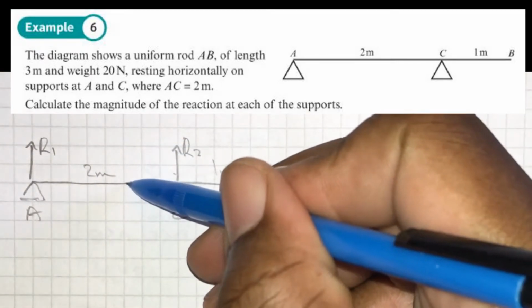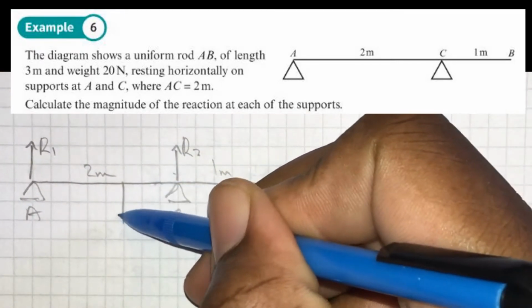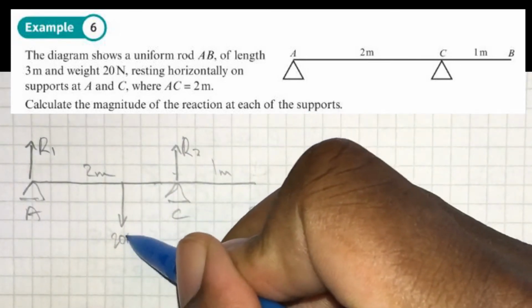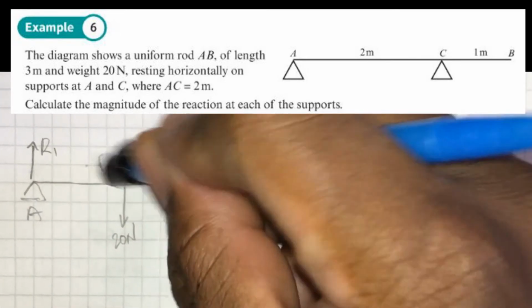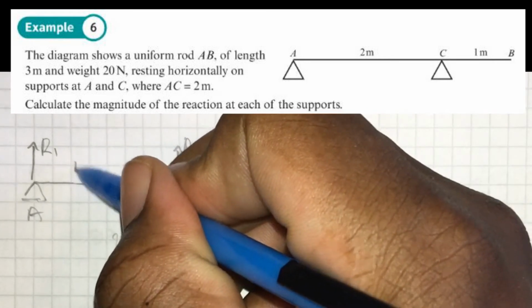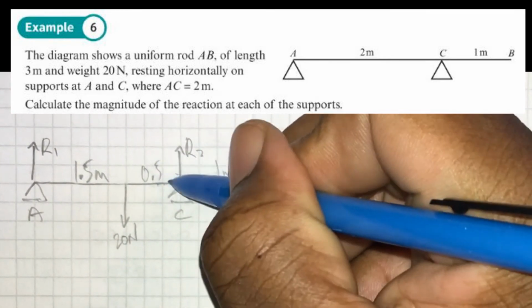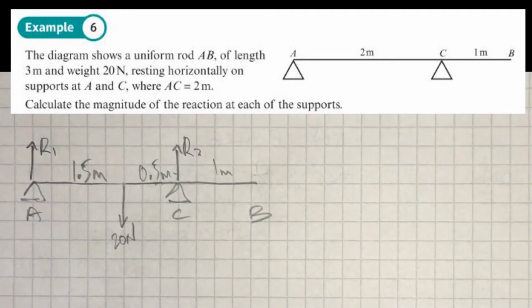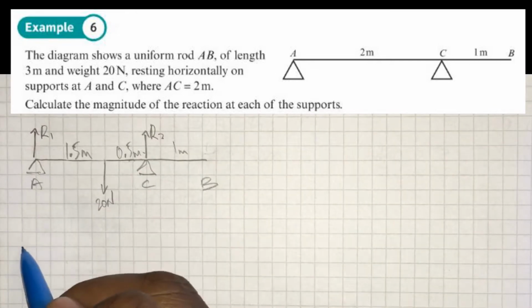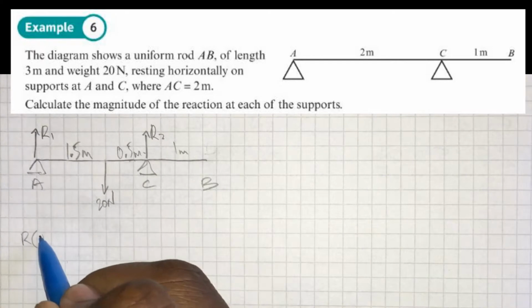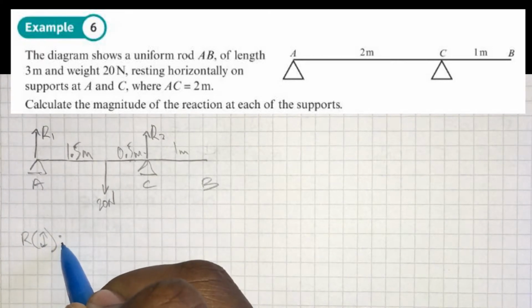So actually, I'm going to redraw some of these distances. So here's the weight of the rod. And rather than the 2 meters, I'm more interested in the 1.5 meters and the 0.5 meters. So I recommend you're always showing distances in between consecutive points of interest on the rod.